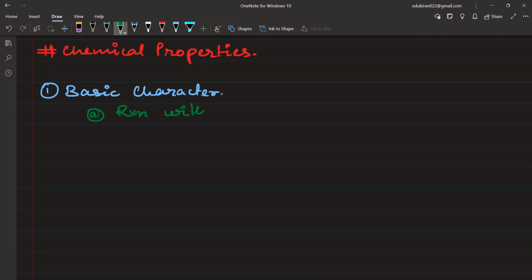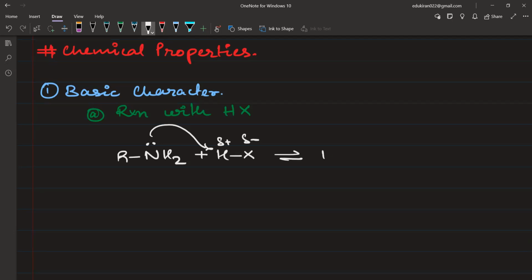Reaction with hydrogen halide, HX. So I have RNH2 (not NH3) with a lone pair of electrons and hydrogen. This HX will have delta positive here and delta negative here. This nitrogen atom is going to attack this hydrogen atom, and we will get RNH3 positive. Nitrogen will get a positive charge because it donated electrons, and you will get X negative.